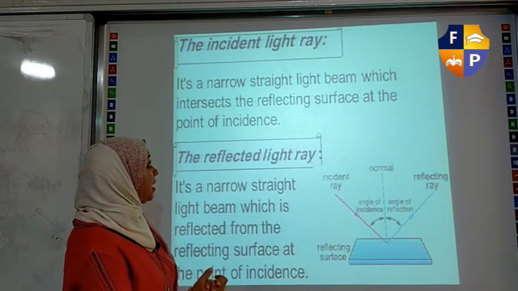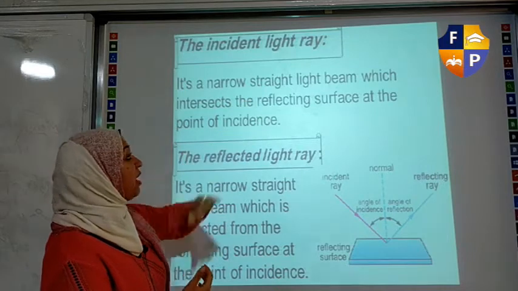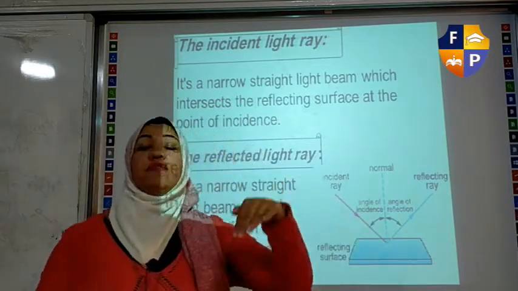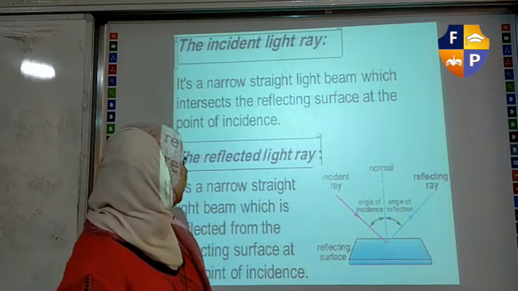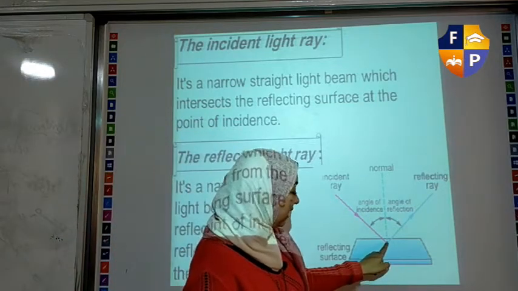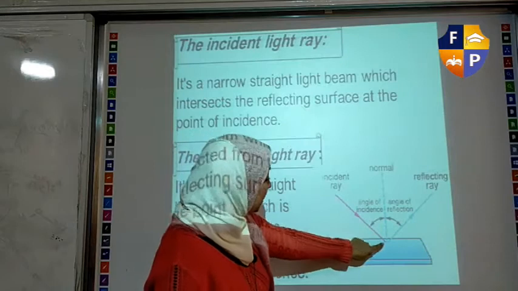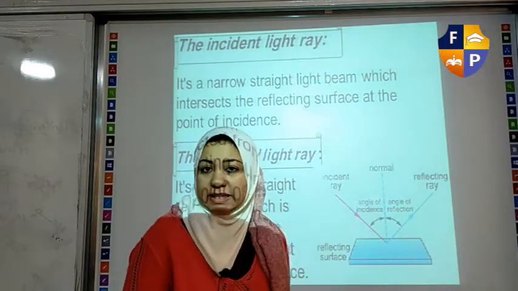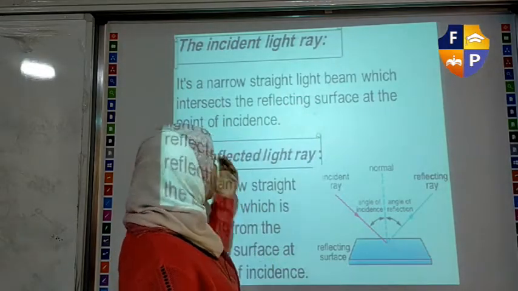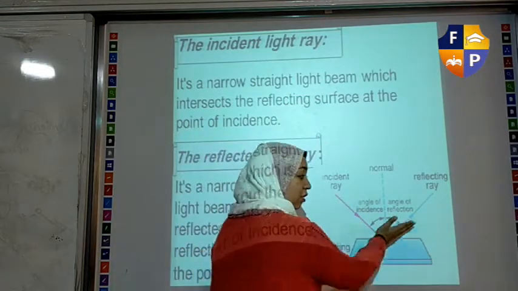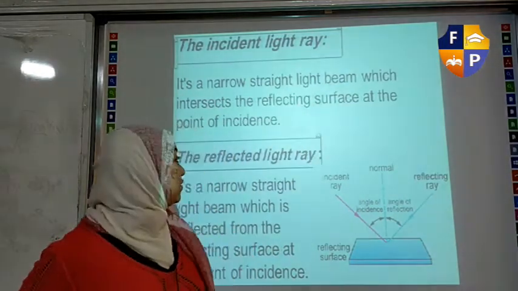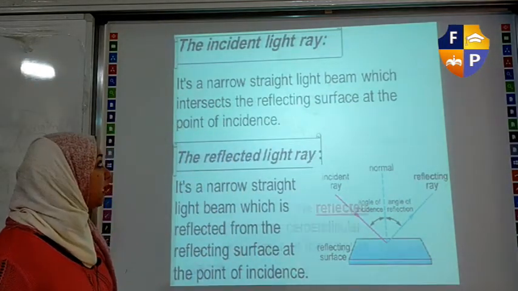Let's see the reflection of the incident light ray. What is the incident light ray? It is the narrow straight light beam which falls on the reflecting surface at the point of incidence. This point is called the point of incidence, where the incident light ray falls on the reflecting surface. And what is the reflected light ray? It is the narrow light ray which is reflected from the reflecting surface, and so we call it the reflected light ray.